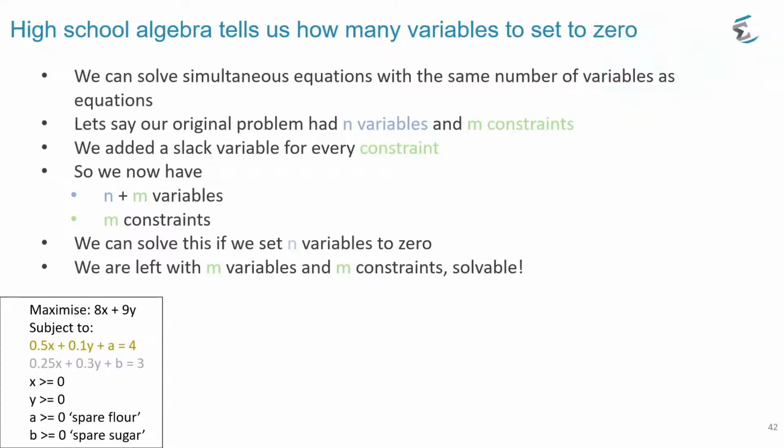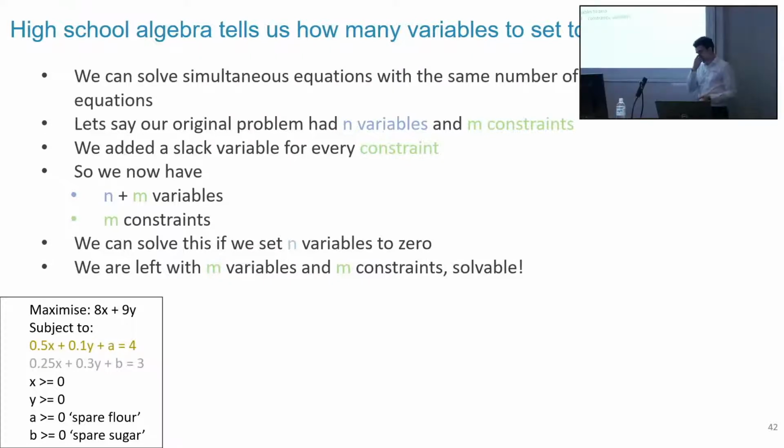Well, I had started out with m constraints and n variables. I added a slack variable for every constraint, so I was left with m plus n variables. I know how to solve a system of equations that has the same number of variables as equations. I can't change the number of constraints, so I need to get rid of the n. So I set n variables to 0, and I'm able to solve the system. In general, the number of variables you have to set to 0 at a vertex will be equal to the number of original variables in your problem.